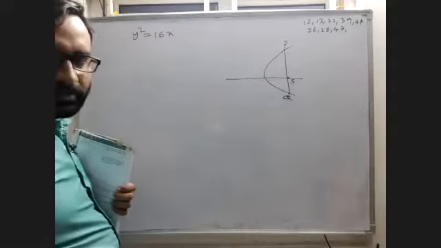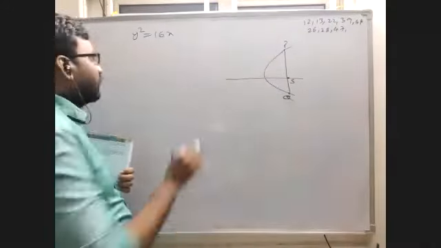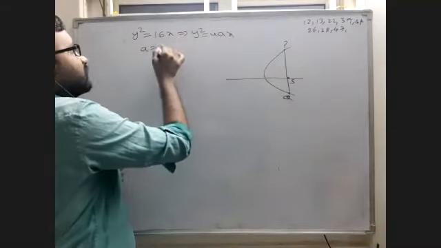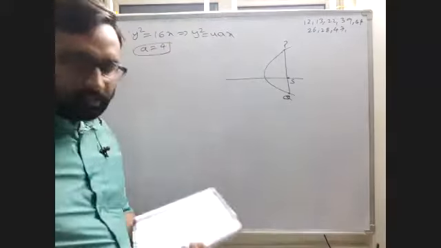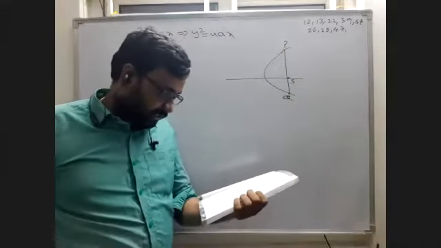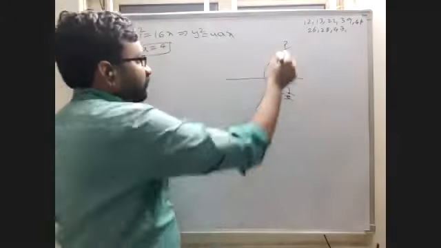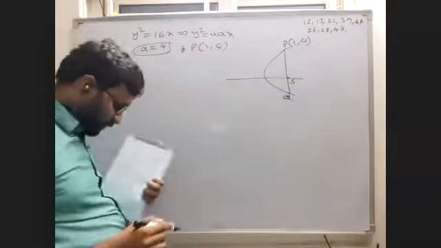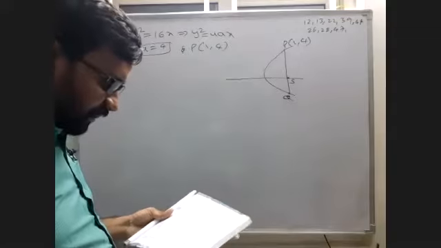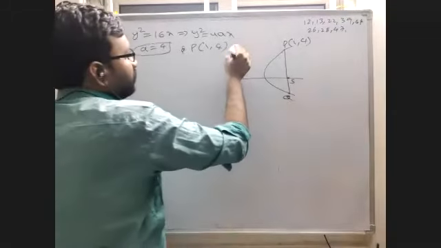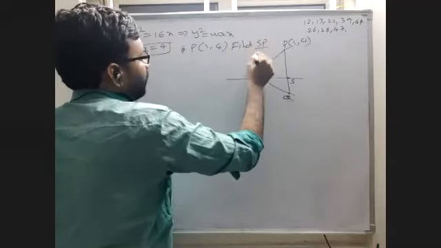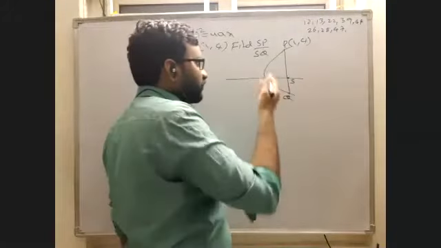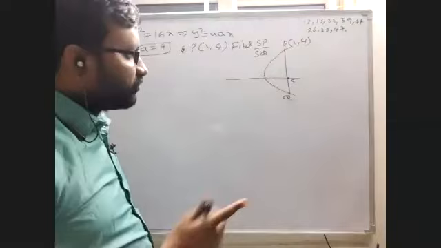When given y square equal to something, why? Because whatever parabola it is, first find the value of a by comparing with the standard form. y square equal to 4ax, a is equal to 4. 4a is 16. And after that, what is he asking? If P is 1 comma 4, P is given as 1 comma 4, then find SP by SQ. So when you find Q and S, then you can find SP by SQ. So we have to find S and Q.